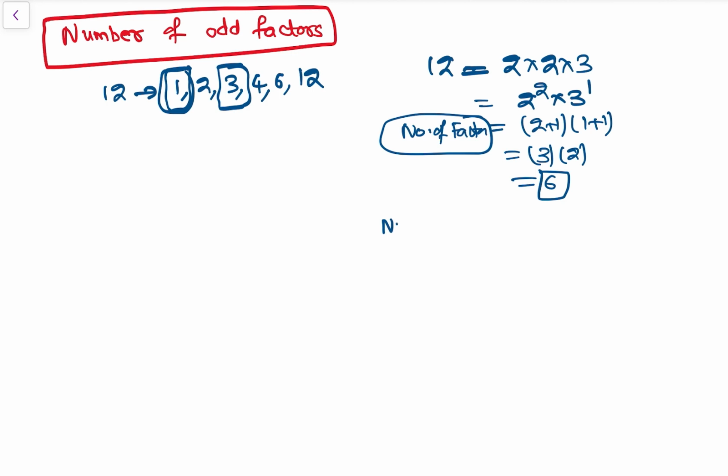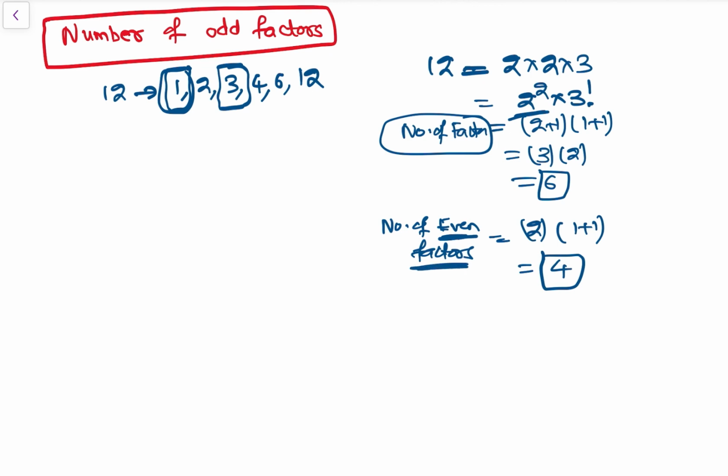Then the number of even factors is equal to 2 to the power, keep it as it is, 2 into (3 to the power 1 plus 1), that is 2 into 2 is 4. 4 is the number of even factors. Even factors: 2, 4, 6, 12 come out.